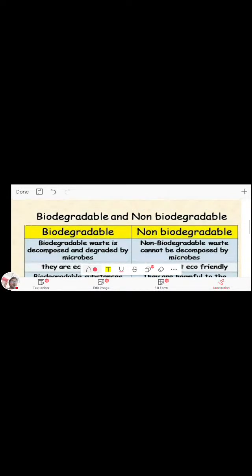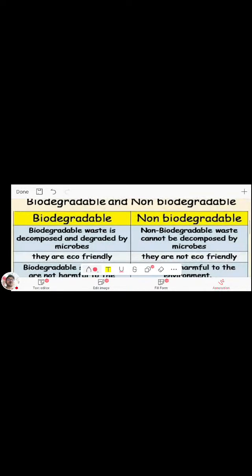Next, if we come to the chapter Our Environment, there is one question: difference between biodegradable and non-biodegradable substances. What is a biodegradable substance? Biodegradable waste is decomposed and degraded by microorganisms. Non-biodegradable waste cannot be decomposed by microorganisms.